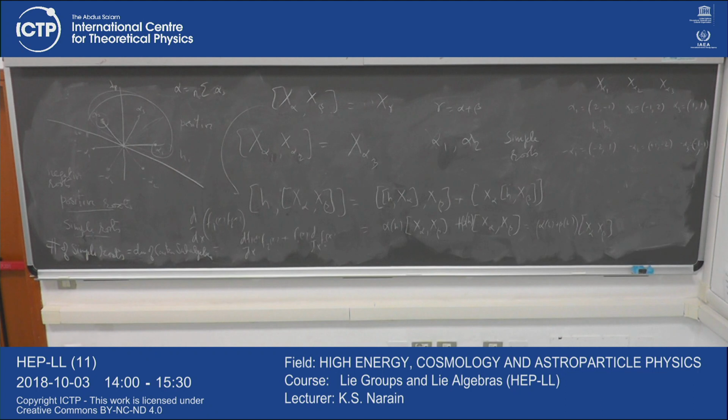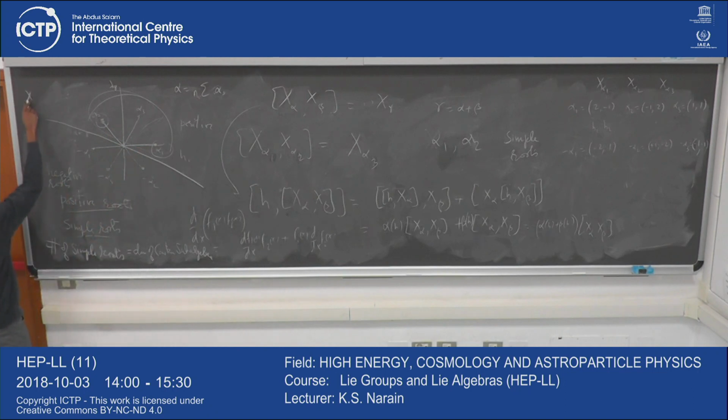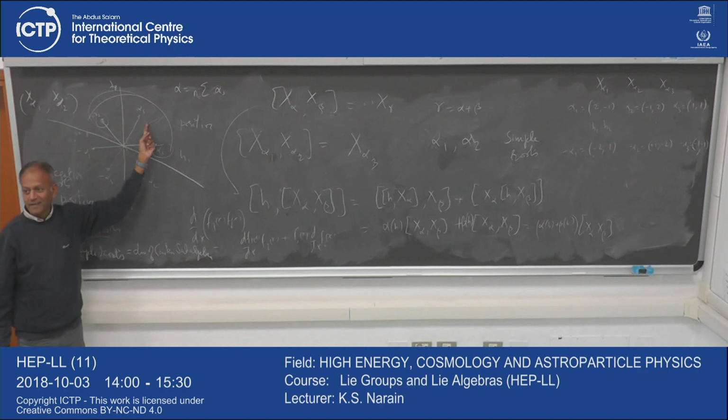So in our case, alpha 1 and alpha 2 are simple roots. So the generators corresponding to them, x alpha 1 and x alpha 2, are the generators which correspond to the simple roots. So look at all these states and ask the question, which of these states is annihilated by both x alpha 1 and x alpha 2? It is this one, right? This is called the highest weight state.